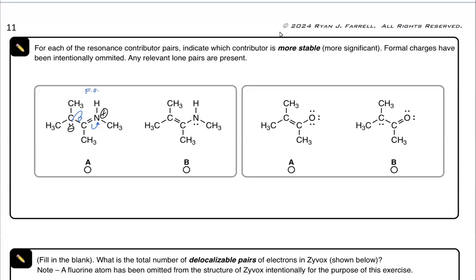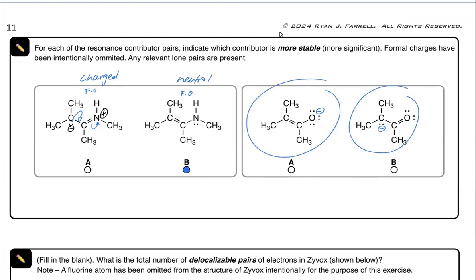Both of those structures are full octet, but full octet neutral would be more stable than full octet charged. B is the more stable contributor. Full octet neutral is more stable than full octet and charged. Not too bad. Looking at the right comparison, in the left structure, it appears that the oxygen is charged negatively, and in the right structure, it appears that the carbon is charged negatively.